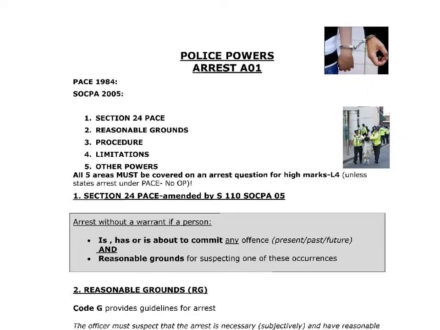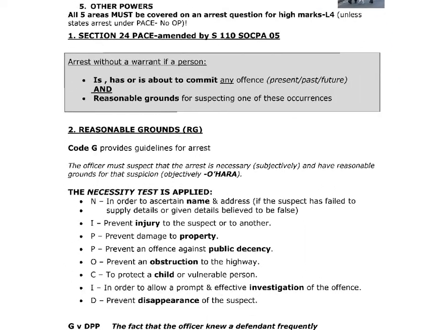So if we have a look then, we start with section 24 of PACE. So that's a key change there that you can notice, section 24 of PACE, and it's been altered by the Serious Organised Crime and Police Act. So what does it say then? Well, section 24 gives the officers the power to arrest you if they haven't got a warrant, so they don't need a warrant, if you is, has or is about to commit any crime. So is, has, about to commit any offence.